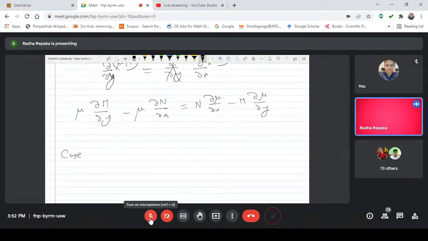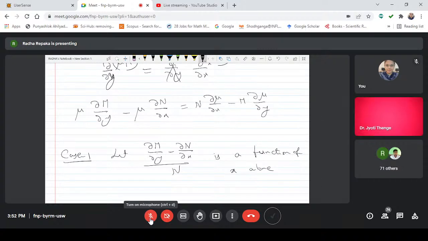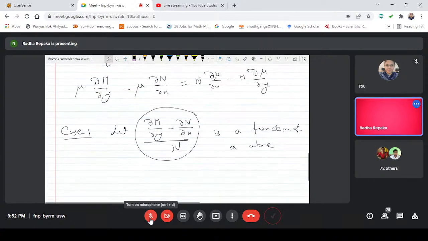Okay, let us discuss case 1. Suppose (dM/dy minus dN/dx) divided by N is a function of x alone. What is M? M is a function of x and y. Are you able to hear me, please? Yes, ma'am. Okay. So N is a function of x and y. In general, this will be a function of x and y. But if it is a function of x alone, then what can we do?